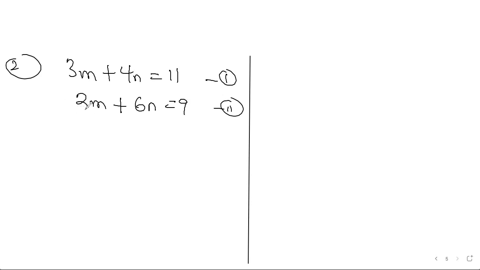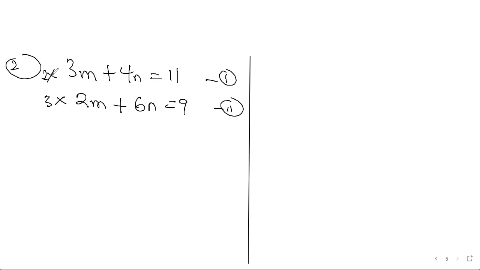So I would like to eliminate m first. I have to make sure that the coefficient of m here and the coefficient of m here is the same. So I can multiply this by 2, by this coefficient here, and I can multiply the second one by 3. If I do that, I'll have 6m here and I'll have 6m here, which is what I want.